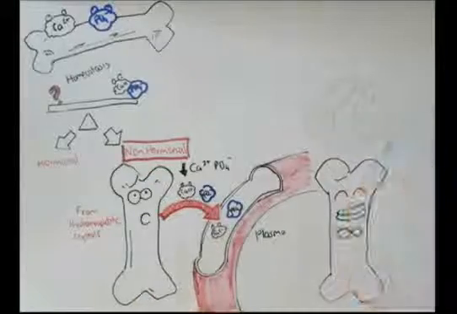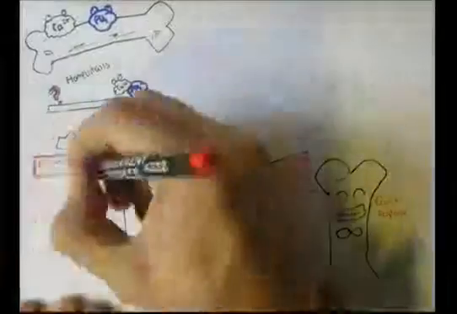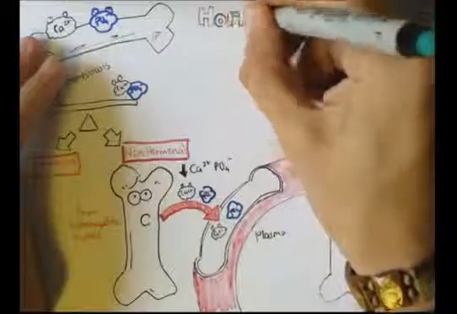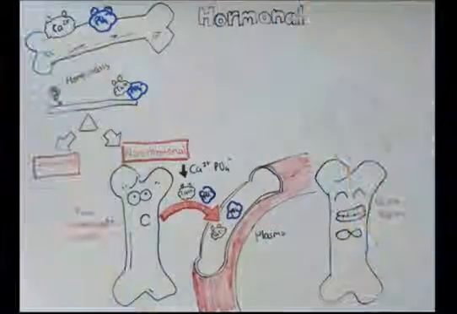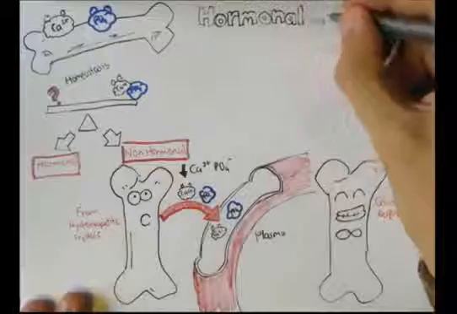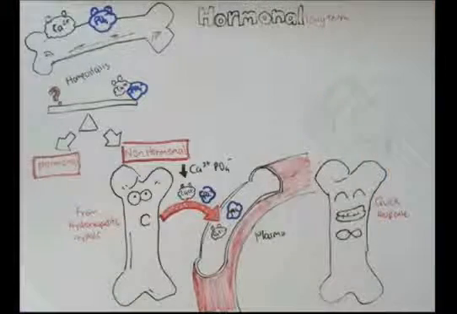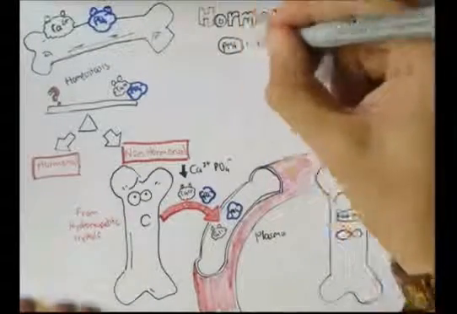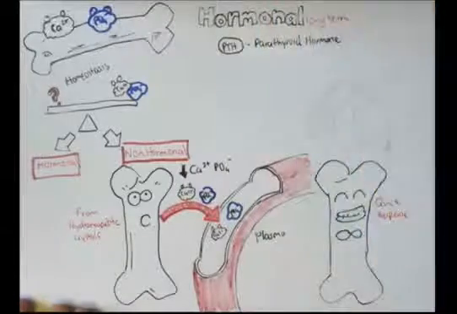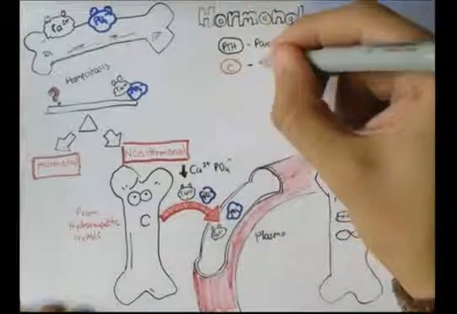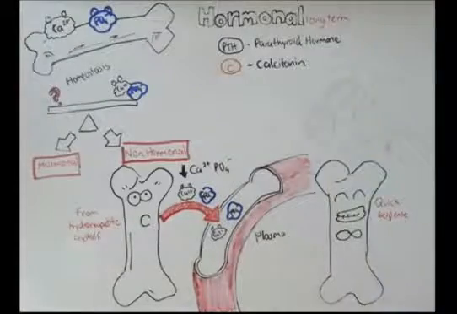So this non-hormonal way is usually a quick response. But what if a person's calcium and phosphate levels can't be kept in equilibrium through this process? What about for the long term? Well, this is where the hormonal way comes in. There are three main hormones which control calcium and phosphate concentrations in the body. These are the parathyroid hormone, calcitonin, and vitamin D.